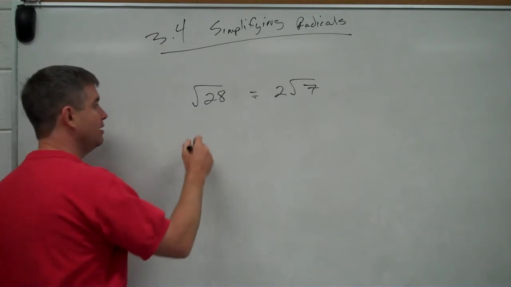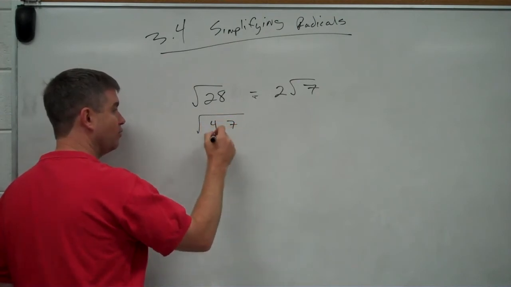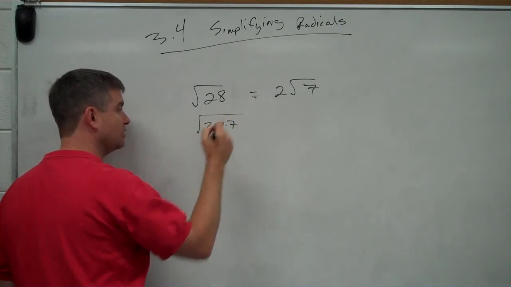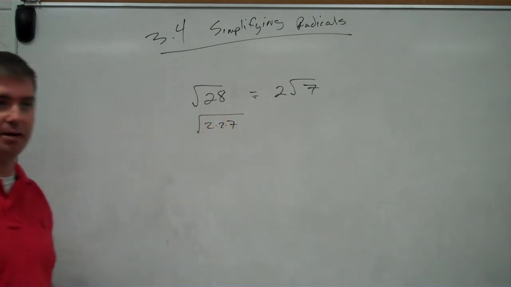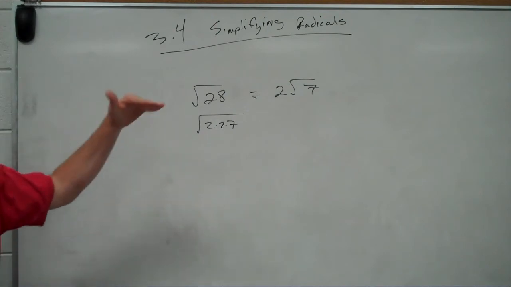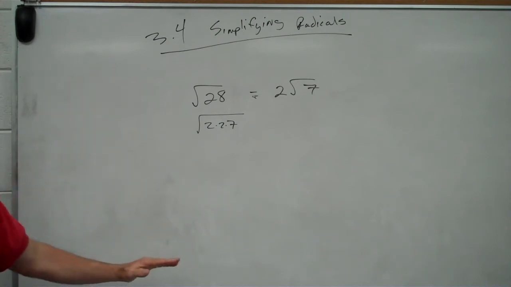Square root of 28 breaks down into 4 times 7, right? Well, 4 breaks up some more into what? 2 times 2. This is called the prime power decomposition. You don't have to write that down. But this is actually the prime powers, and it's decomposition because we broke it all the way down.